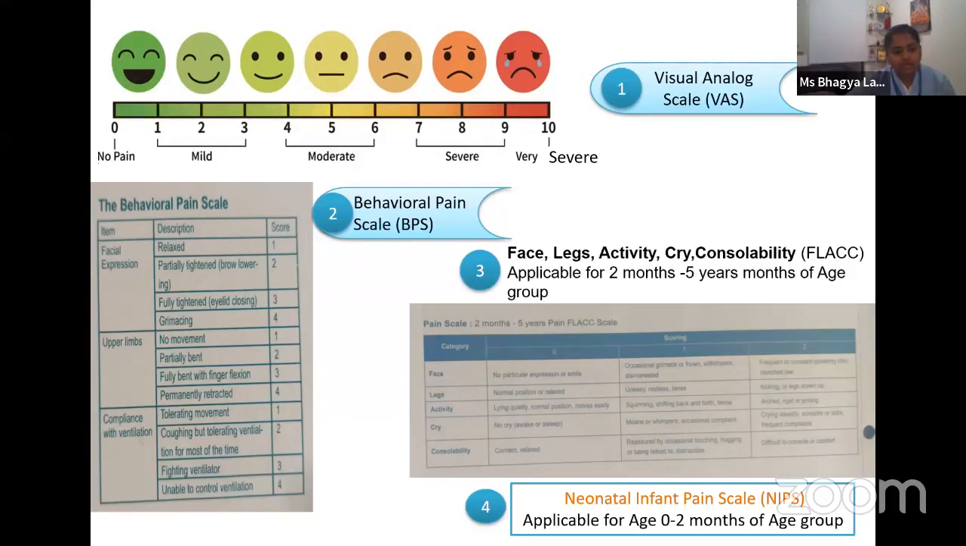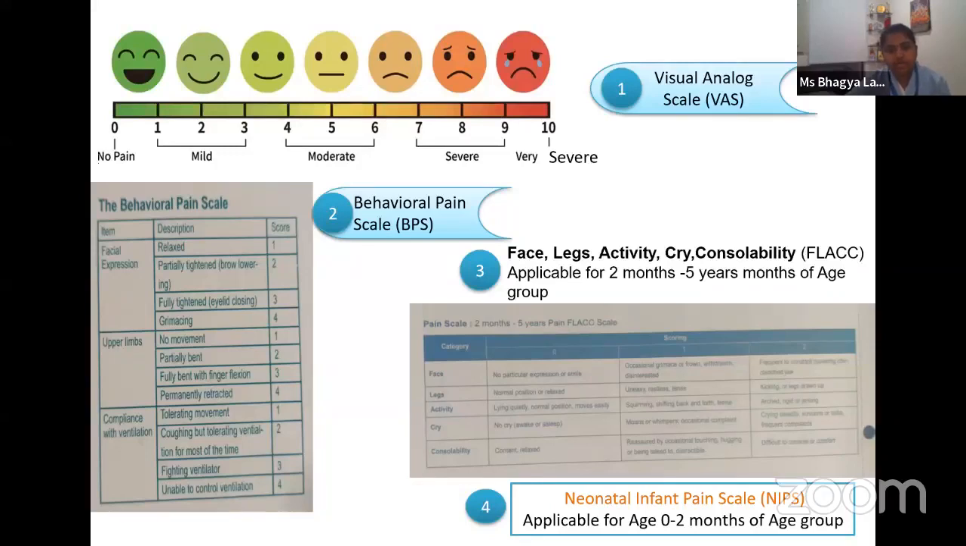The maximum score is 12. We have to score this behavioral pain scale from 3 to 12. 3 is normal, 12 is the maximum. As I have said, facial expression relaxed 1, upper limbs no movement 1, compliance with the ventilator 1. 1 means the patient is relaxed, not having any pain. The moment the number increases, that means the patient is having some sort of pain, which we have to identify, inform the doctor, and then take the necessary action to control the pain. It is important to understand whether the patient is having pain by using these scales.